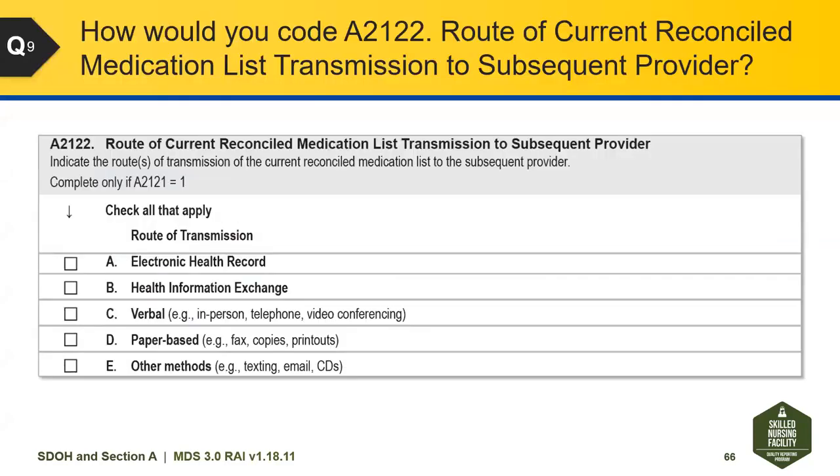So now let's look at A2122. How would you code this data element based on the scenario? So you're thinking about how that medication list was transmitted. Okay, let's move on to the correct answer. And 91% of you got that correct. The correct response is A, electronic health record.